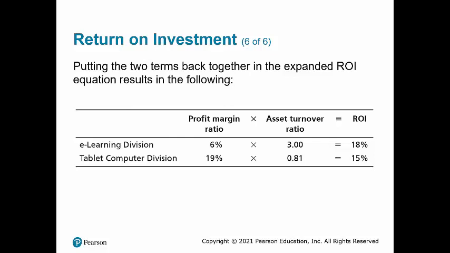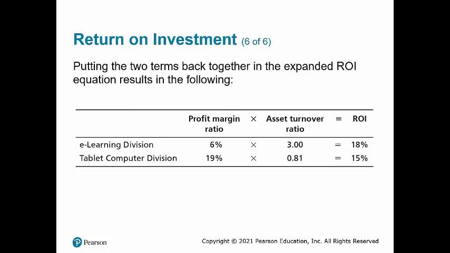Management can now see that the tablet computer division is more profitable on its sales, with a profit margin ratio of 19%, than the e-learning division is with a profit margin ratio of 6%. But the e-learning division is doing a better job of generating sales with its average total assets, with an average asset turnover ratio of 3, than the tablet computer division with an asset turnover ratio of 0.81. Therefore, the e-learning division has a higher ROI of 18%.